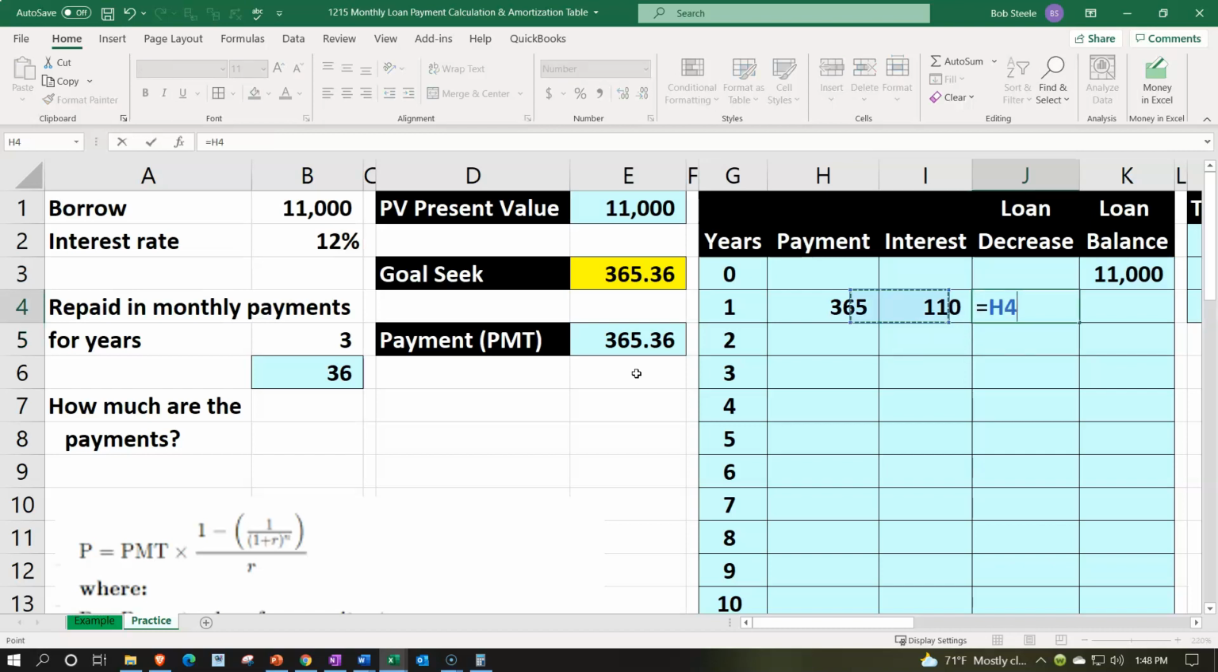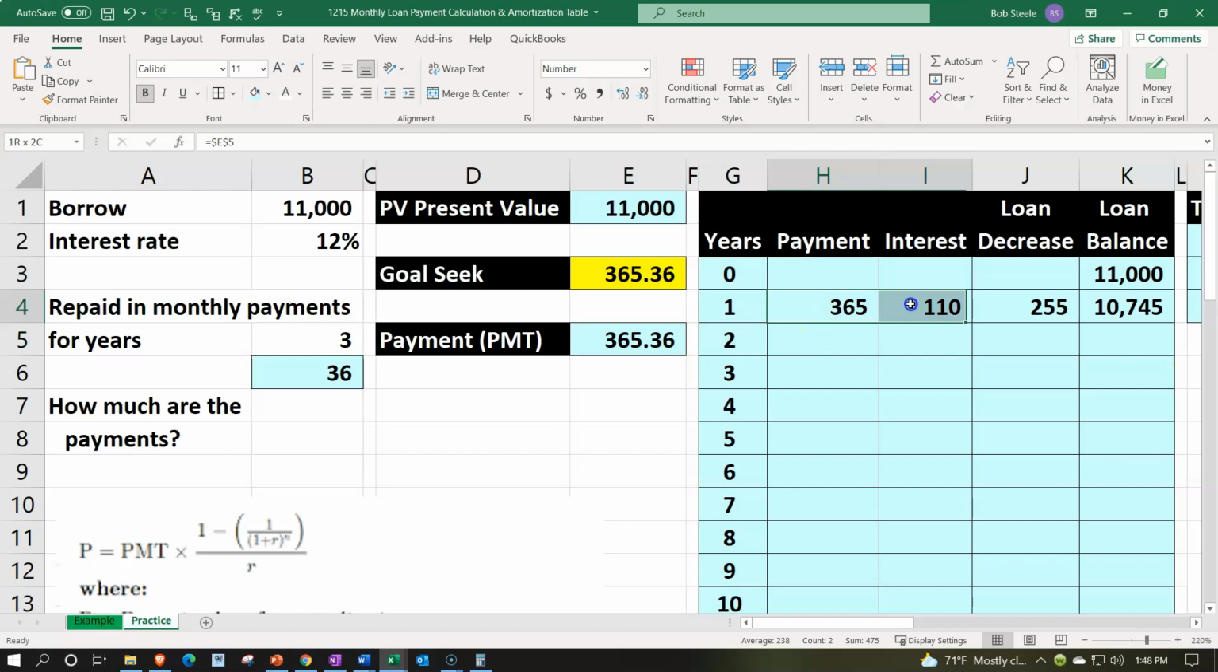This then is equal to the 365 minus the 10. Both of those are inside of our table. Both of them are wanting to be moved down. No absolute references necessary. This is going to be equal to the 11,000 prior balance minus the 255. Again, both those inside of our table. Both of them need to be moved down relative when I copy down, so nothing special needs to happen there as well. Let's go ahead and select these three.